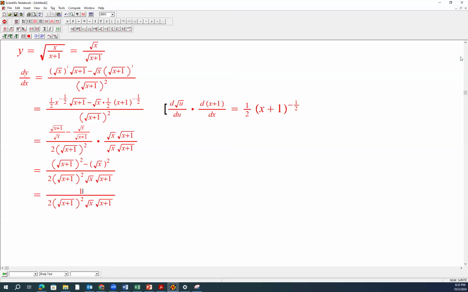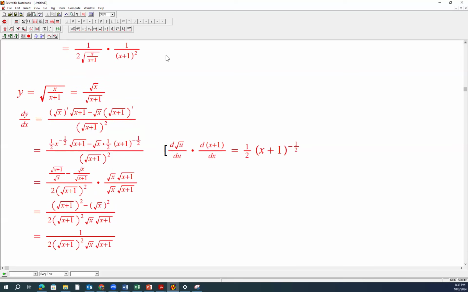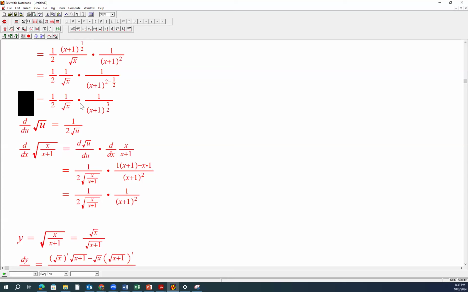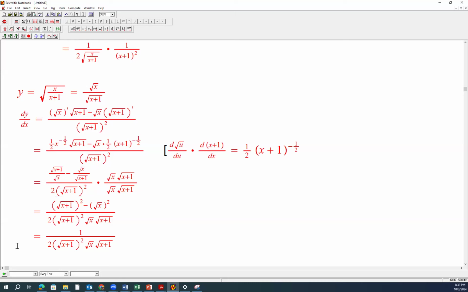All right, but this looks different from the answer we got earlier, isn't it? The answer we got earlier is like this. Let's take a look. We have the 2 there. They're just expressed in different forms.